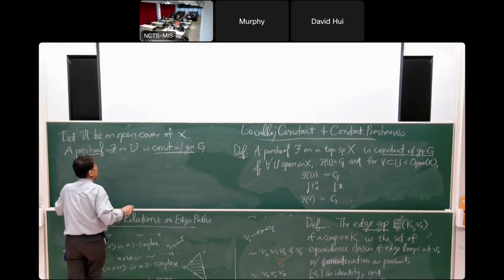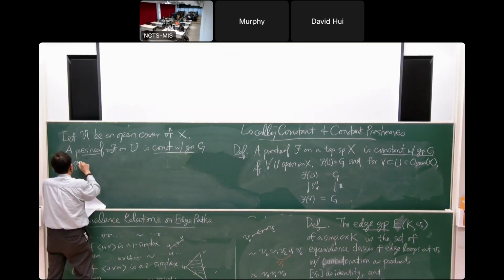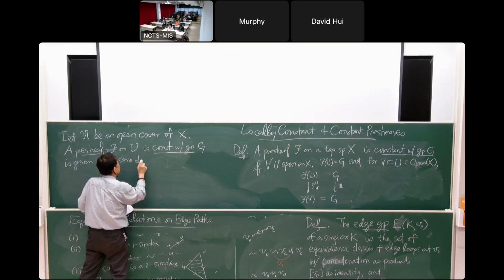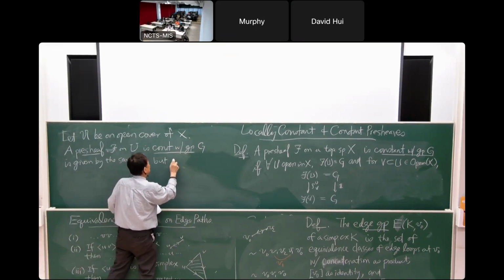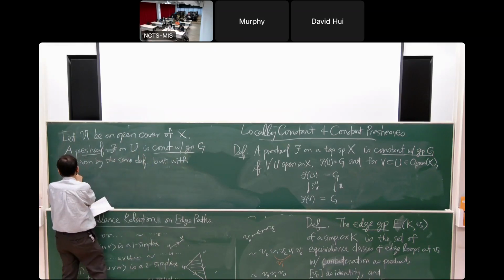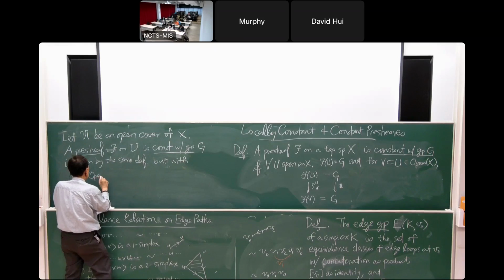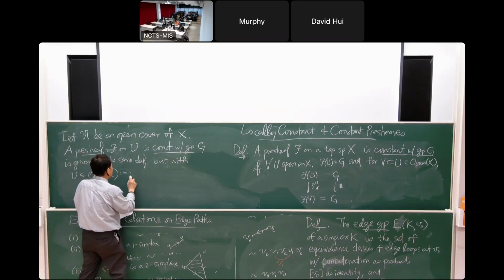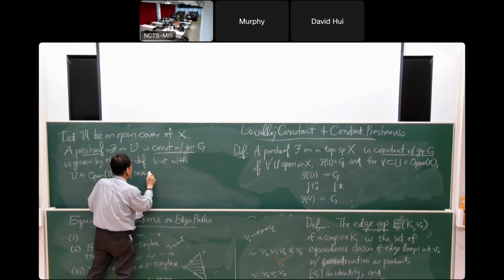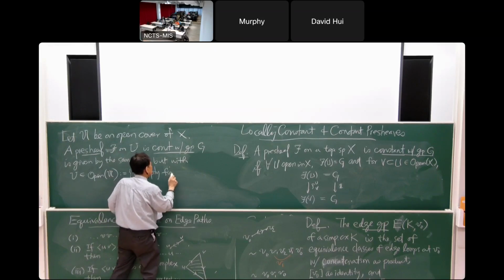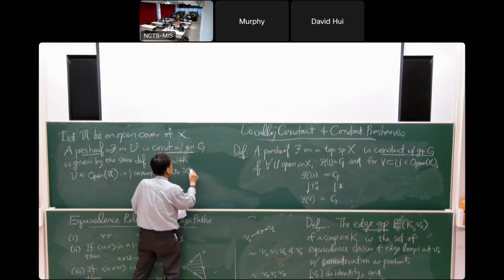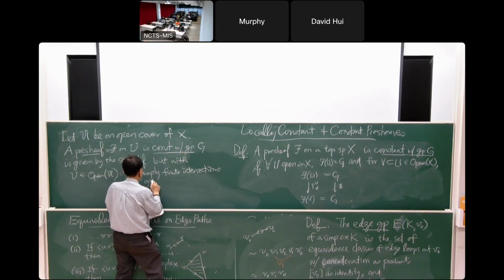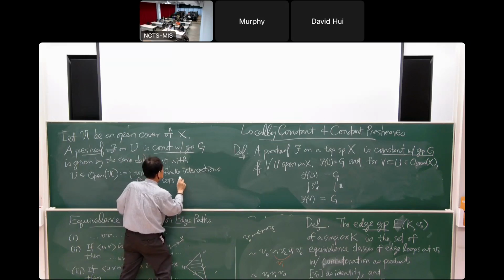Right? So by the same definition, but with U in open U, and that means non-empty finite intersections of open sets in the cover.